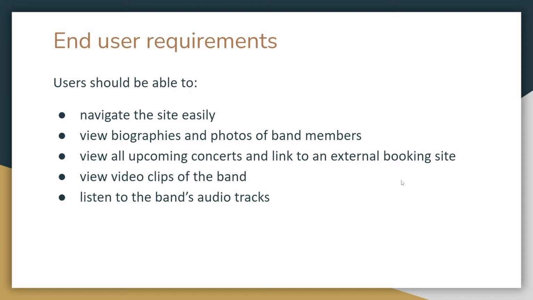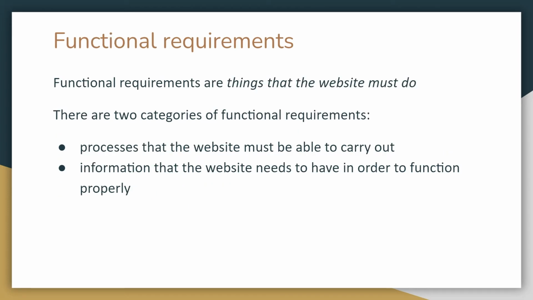What about the functional requirements? Well, using the same information, we can figure out what the website needs to be able to do. Now, you might be thinking, this is very similar to end user requirements. What's the difference? The difference is the perspective. And there are 2 categories of functional requirements. So obviously it's things that the website must be able to do, but what are those things? The two categories are processes that the website must be able to carry out and information that the website needs to have in order to function properly.